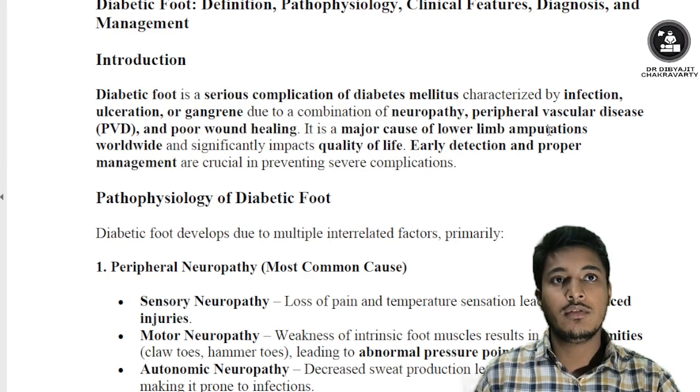It is a major cause of lower limb amputation worldwide and significantly impacts the quality of life. Early detection and proper management are crucial in preventing the severe complications of diabetic foot.